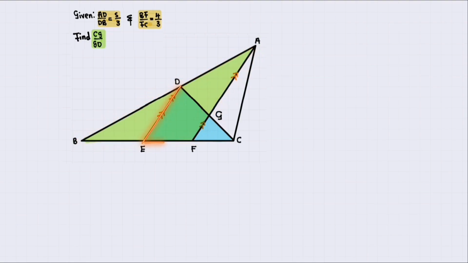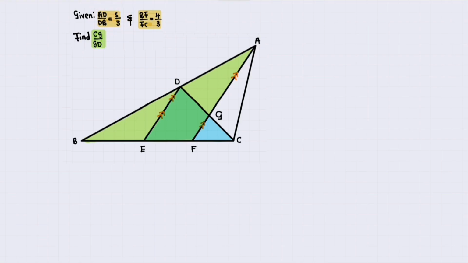We can also see that in triangle CDE, we have a line FG which is parallel to one side of a triangle. Then we can also use the proportionality theorem in that small triangle. Now, of course, they've given us two ratios. They've given us the ratio of AD to DB. So they said that's 5/3, right?